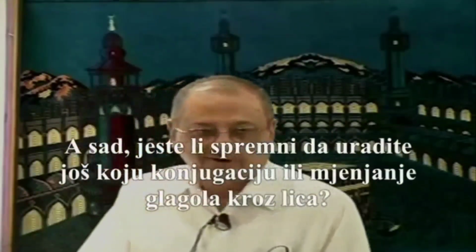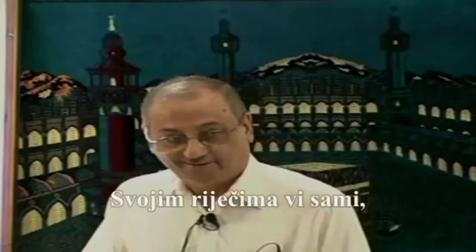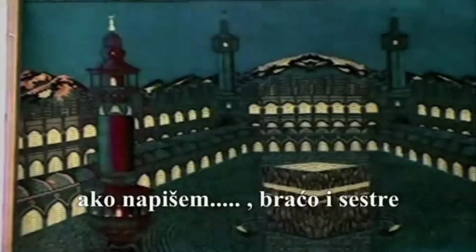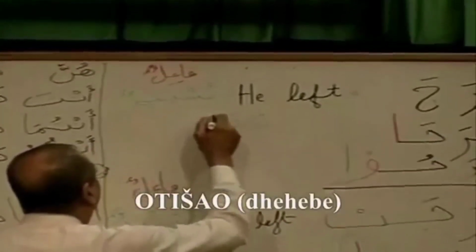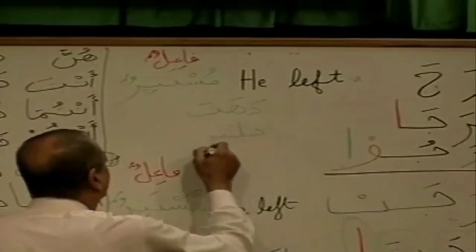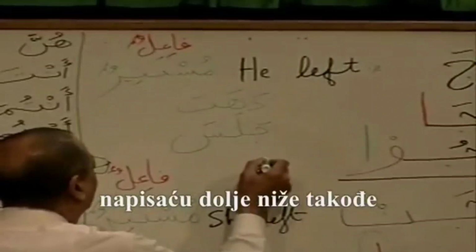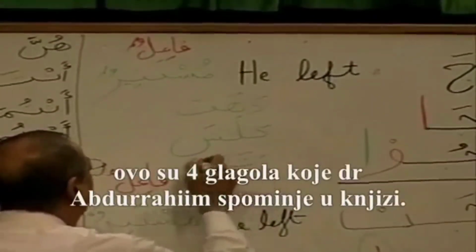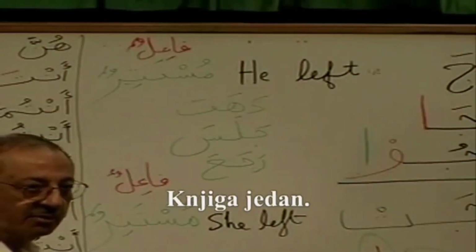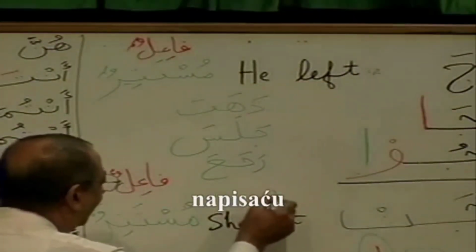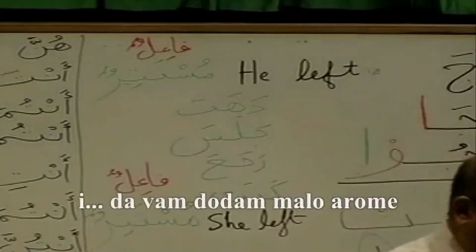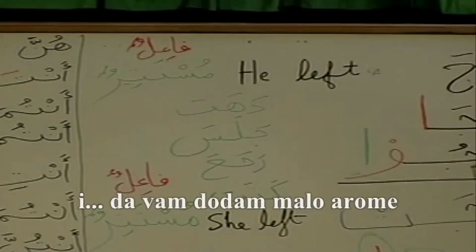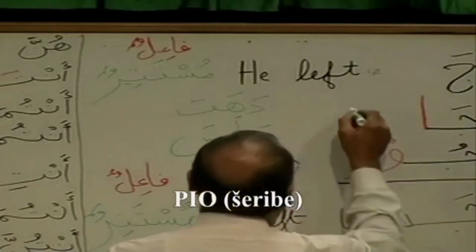Now, are you ready to do some more conjugations? From your mind, if I write here Zahaba, and I will also write Jalasa, and Raja'a. These are the 4 things that Dr. Abdurrahim mentions in Book 1. I will also write Kataba now. Are you with me? And just to give you a little flavor, we will also do Shariba.